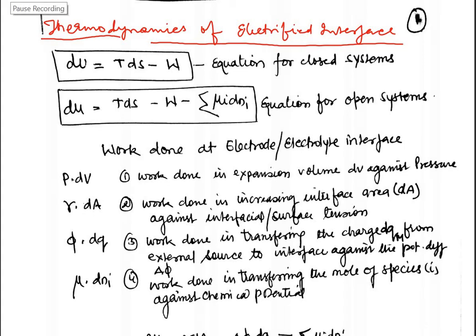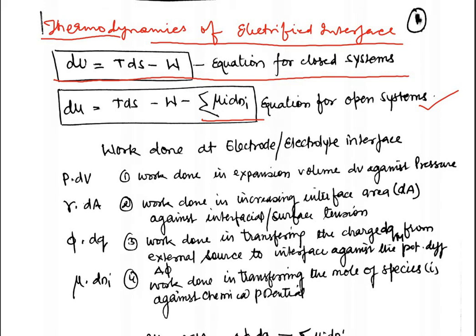Today we will discuss thermodynamics of electrified interface. As we know, this is the equation for closed systems, where there is no exchange of energy and matter, and this is the equation for open systems. Here there is a summation of mu i dn i, where mu i is the chemical potential.